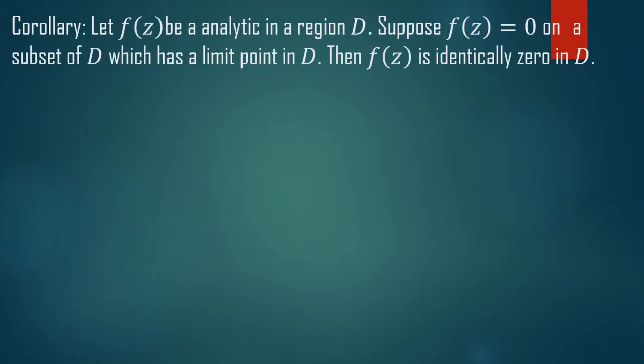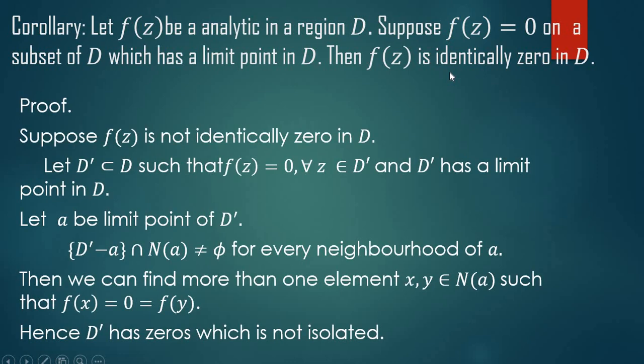Next result, that is a corollary to the previous theorem. Let f(z) be analytic in a region D. Suppose f(z) is equal to 0 on a set in D which has a limit point in D, then f(z) is identically 0 in D. For proving this, we assume the negation of the statement which we want to prove. That is, we take f(z) is not identically 0 in D.